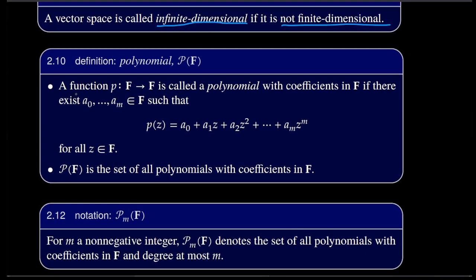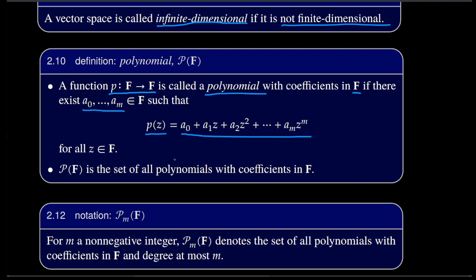So here's a bit of notation and a definition. If you take a function from a field to a field, we'll call it a polynomial with coefficients in F if there are elements of the field a0 up through am such that the function can be written in this form. That is, the output p(z) for any z is equal to a polynomial in z. Okay, cool. We all know about polynomials.